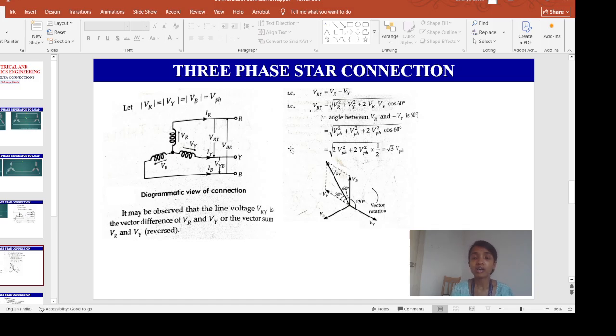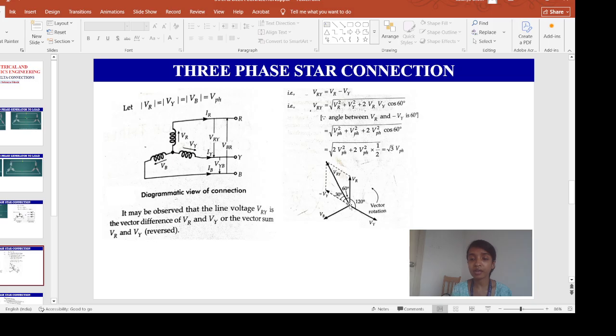Okay, now how to find the expression of the line voltage in case of the star connection? VRY means I want to find the voltage between line R and line Y. That is my VRY. It is the vector difference, so can we write VRY equals VR minus VY. Now if we represent it in terms of vectors, how will it look?